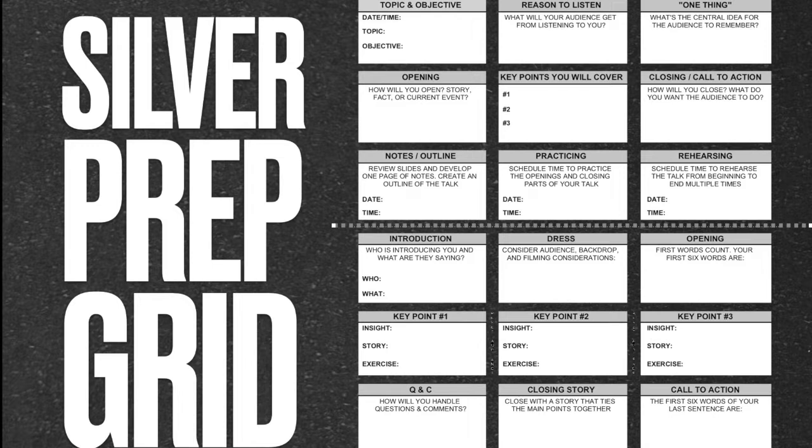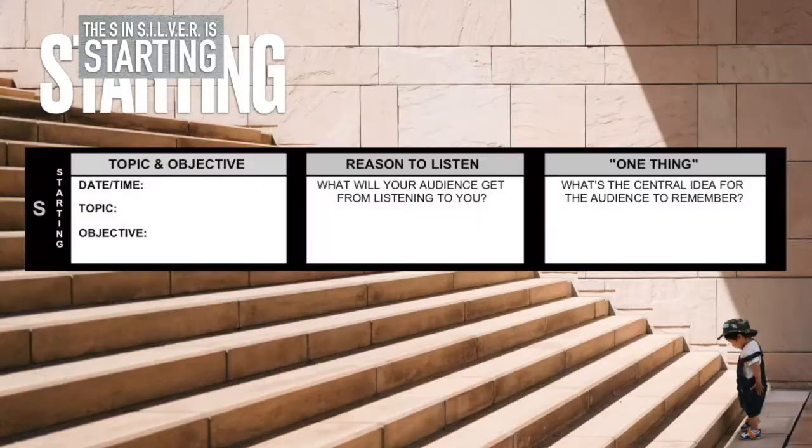And this pre-work will help you create a powerful presentation, crafting a message in a way that's both loud and clear. The 6 steps of the grid follow the acronym of S.I.L.V.E.R. The first 3 elements, the S, the I, and the L, are about organizing your presentation. So let's start with the S. The S is for starting.